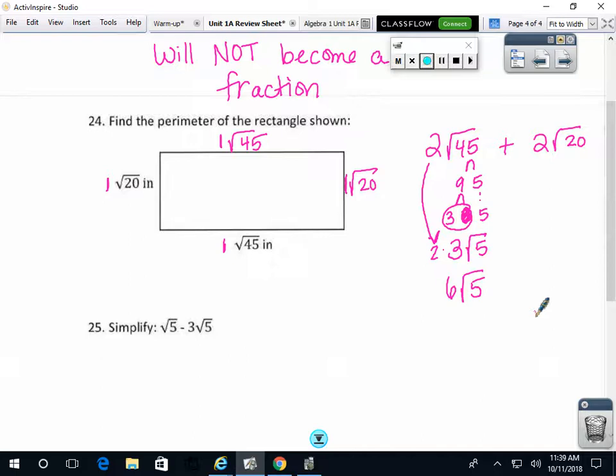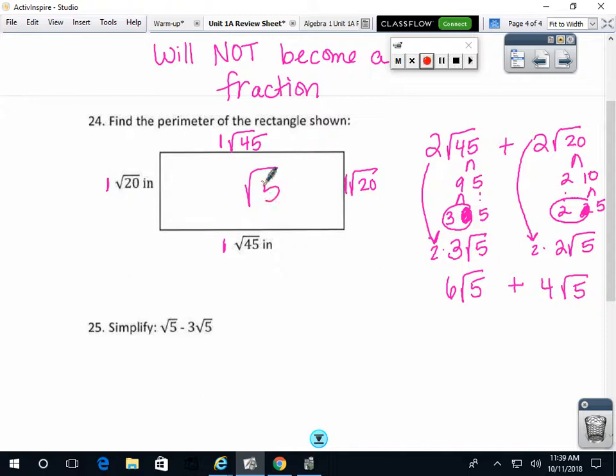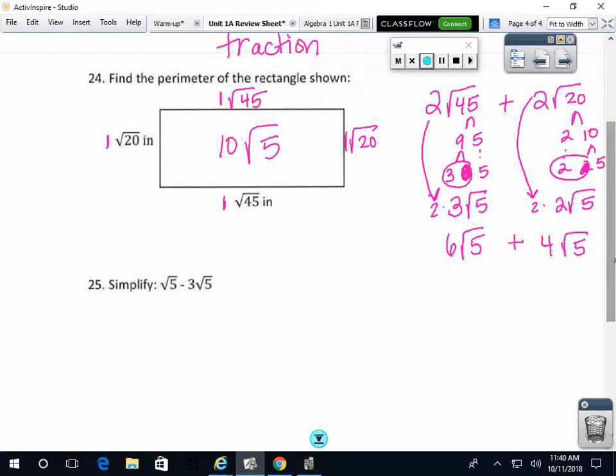Okay, now I need to do the same thing to 2 square roots of 20. What are numbers that multiply to make 20? 2 and 10 or 5 and 4. 2's prime. And then 10 becomes a 2 and a 5. So you circle up the 2's, kill 1, kick out 1, put the 5 back on the inside. Don't forget about this 2, that yes, will make that become a 4. So now they do match. Now we can add them. And how many square roots of 5 are there? 10. Because 6 plus 4 is 10 square roots of 5. So that's the perimeter. All right. I'll give you time to copy that, and then we'll go over the last one.